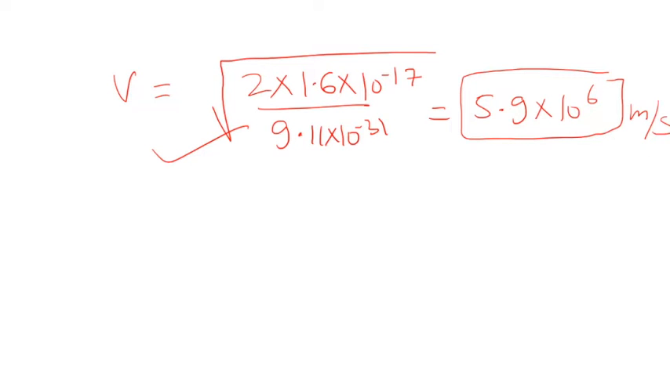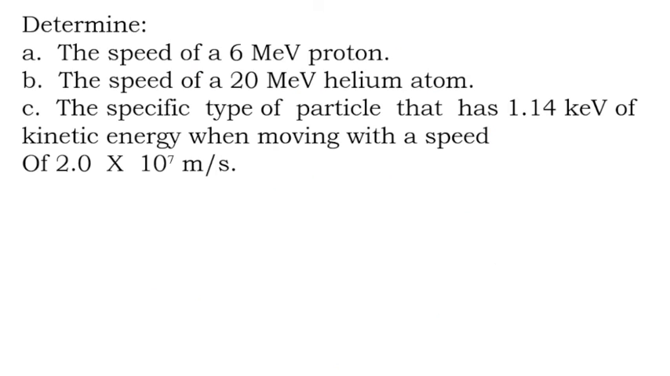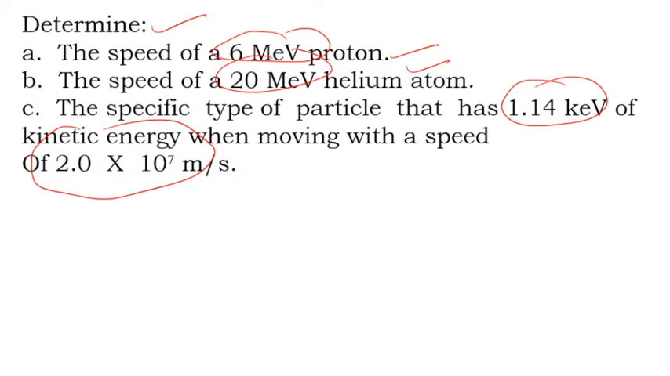Similarly, how to do the second part? We are saying it's the speed of a 5 mega electron volt neutron. Our next question says determine the speed of a 6 mega electron volt proton, the speed of a 20 mega electron volt helium atom, and the specific type of particle that has 1.14 kilo electron volt of kinetic energy when moving with this particular speed. So for solving the first part, simply we know that kinetic energy is half mv square.